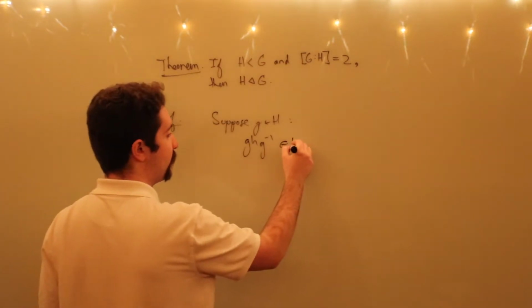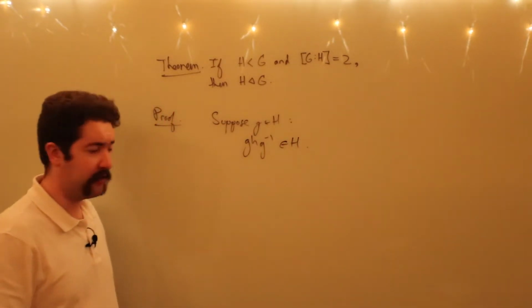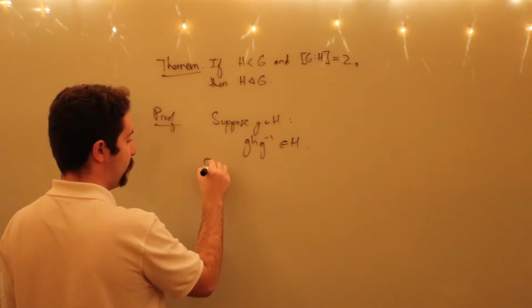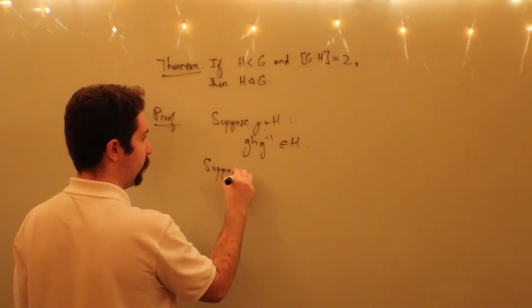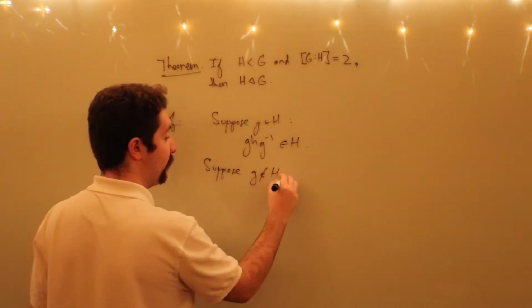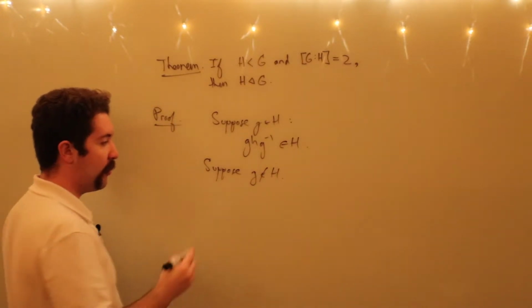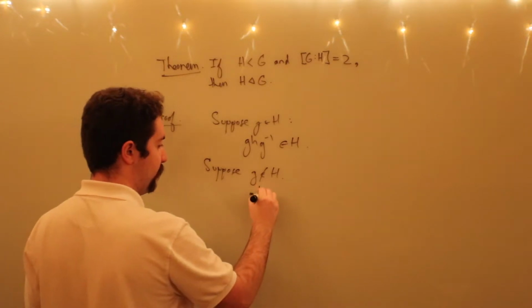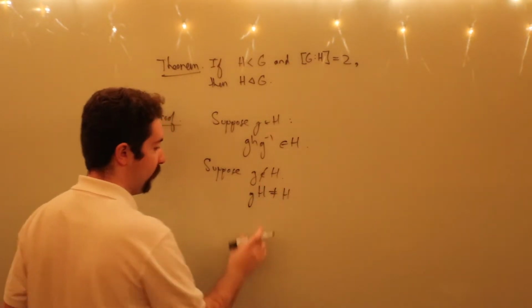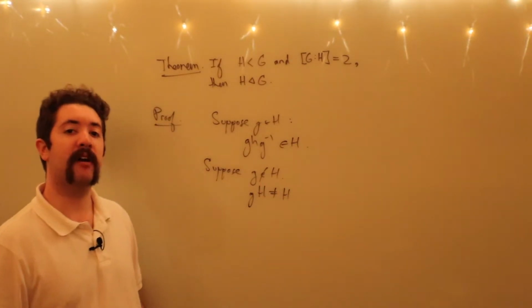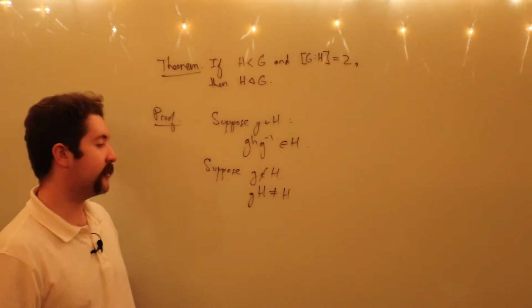So this is obviously going to be in the subgroup H. And in that case, we're done. Now suppose that g is specifically not in the subgroup H. Well, then what we want to show next is that gH is not equal to H, where this is the left coset of H in big G by little g.